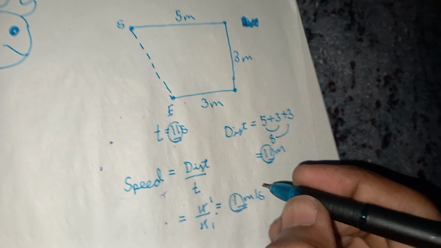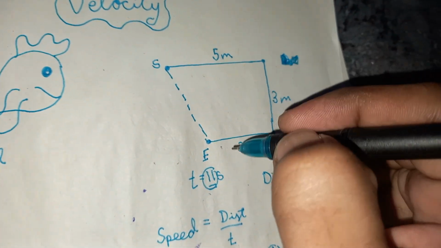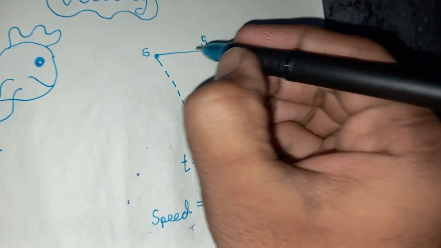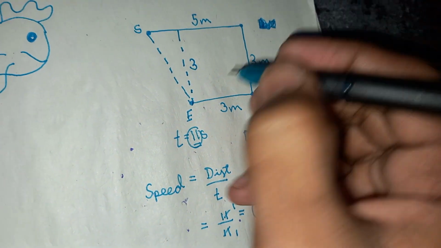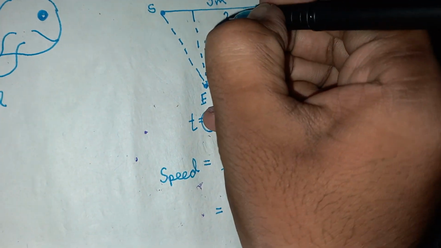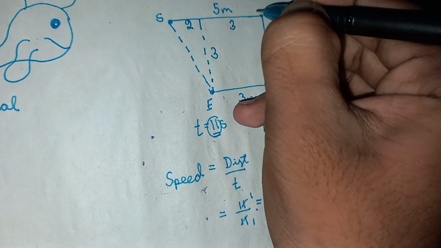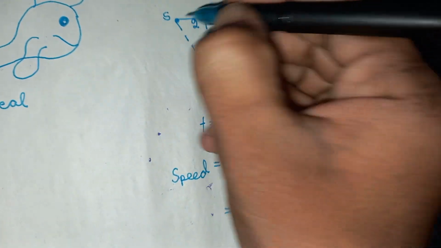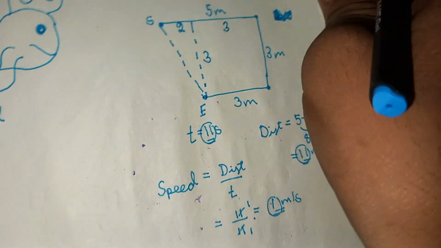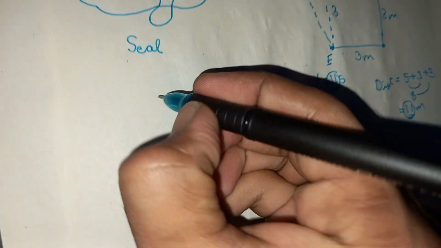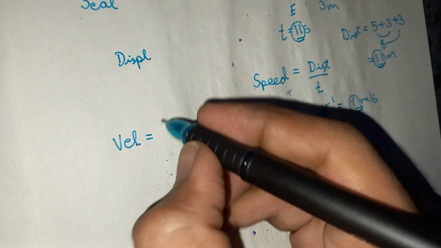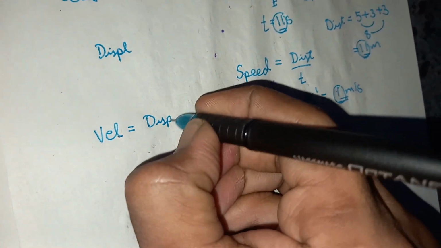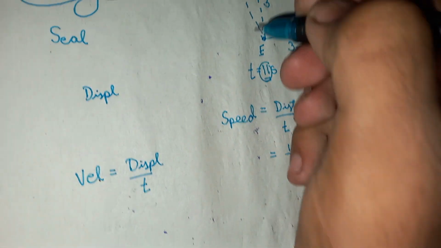But the velocity changes. Velocity means displacement by time. Here you can find out: if you draw any line parallel, this line is parallel to this line, it is also 3 meters, and this line is parallel to this line, this is 3 meters, and this is 2 meters in this 5. You must find out the minimum distance between the initial and final point. So you're going to get displacement. If you get the displacement, then you can find out the velocity, because velocity is displacement by time. Here it is the minimum distance by time.